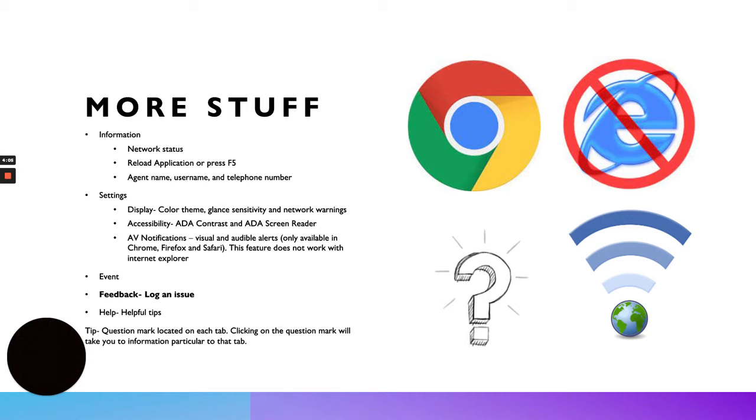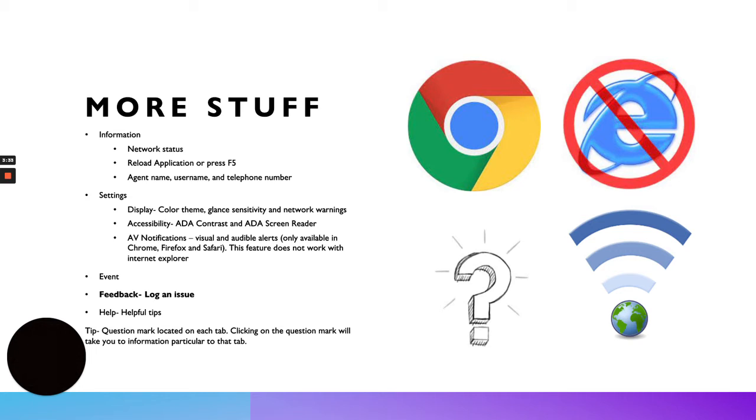So in the information section, you'll have access to the network status. You'll be able to reload an application or you could just press F5. This usually happens if your Max Agent is acting weird, maybe it's glitching a little bit, or maybe you're even having sound issues. Whatever the case might be, you can click on reload application or you can press F5 instead of logging out and logging back in.